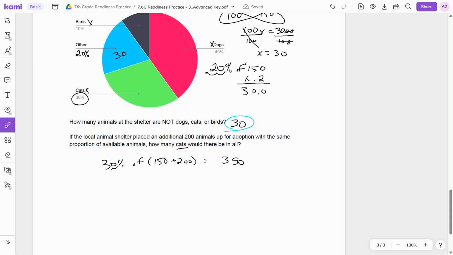So let's multiply. I feel like that's going to be a little bit simpler for us here. And that's going to be 0.3 times 350, which gives 105. So I have to bring that decimal down. So there will be 105 cats in all.